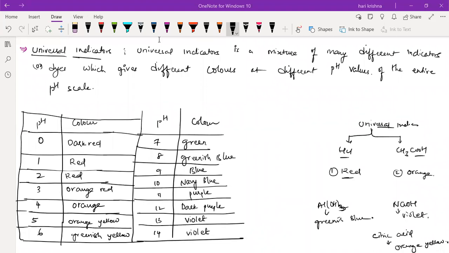Sharanya? No, sir. Arun, what is the color of universal indicator? Is it a mixture of different colors? No, actually, when you go to the laboratory, you can see it only in one color. I don't know, sir.